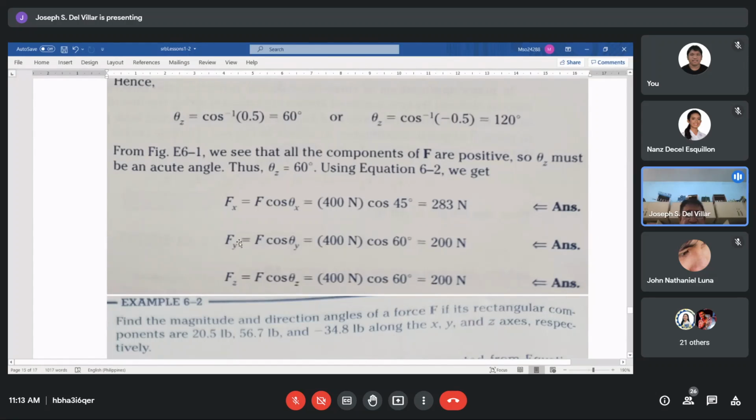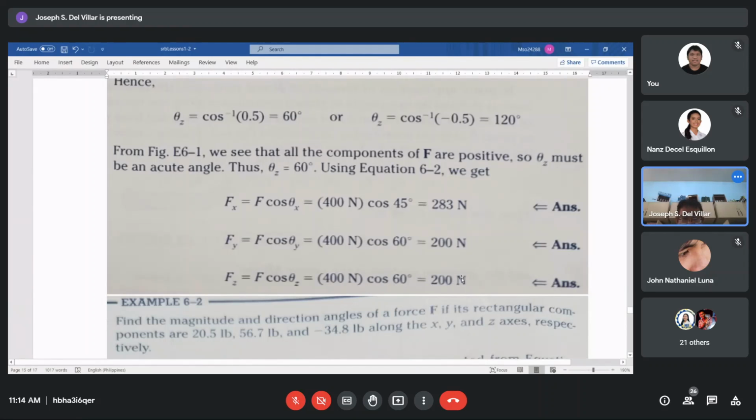Okay? Similarly, Fy is equal to F cosine theta y. And we know that 60 degrees is pi over 3. And cosine ng pi over 3 is 1/2. Okay? So half of 400, of course, we have 200.00 newtons. Okay? And lastly, the z component, F cosine theta sub z. Oh, this is exactly the same, 1/2 din, cosine 60. So that is 200.00 newtons.